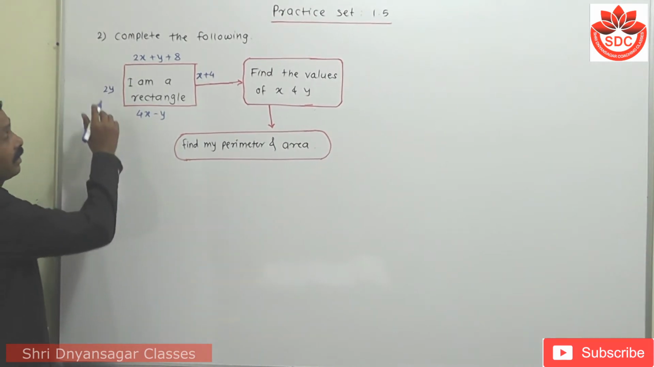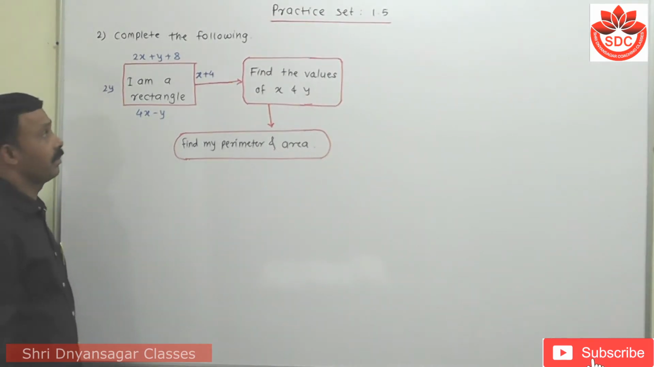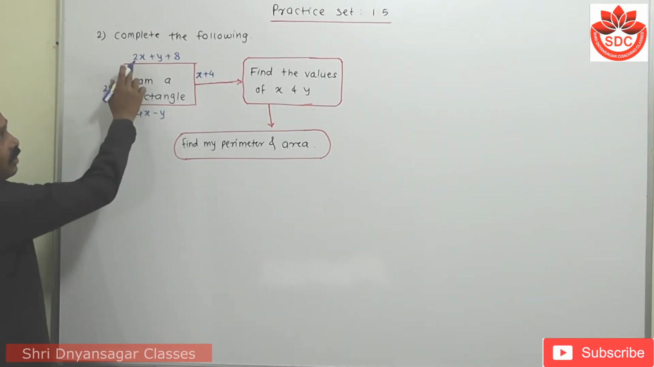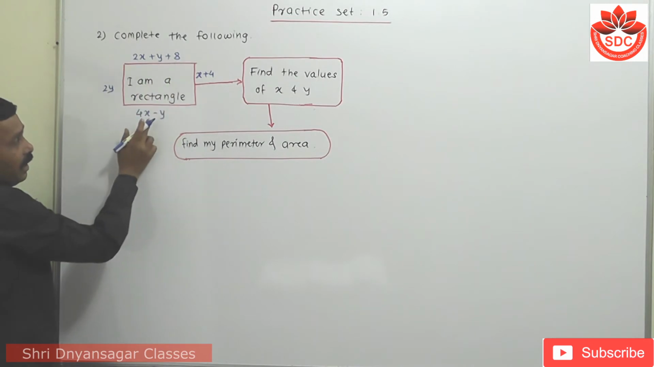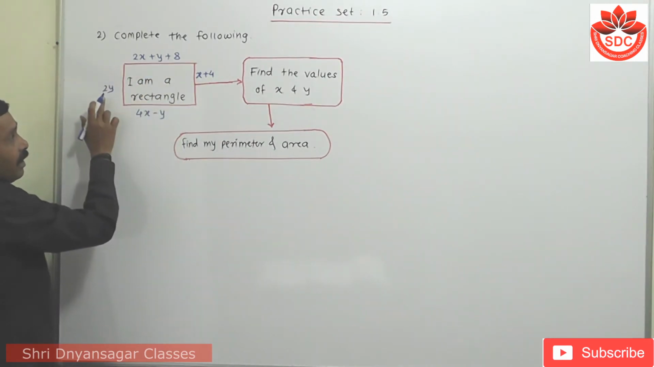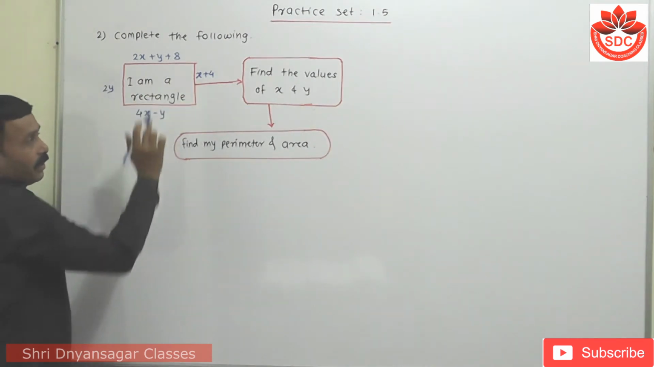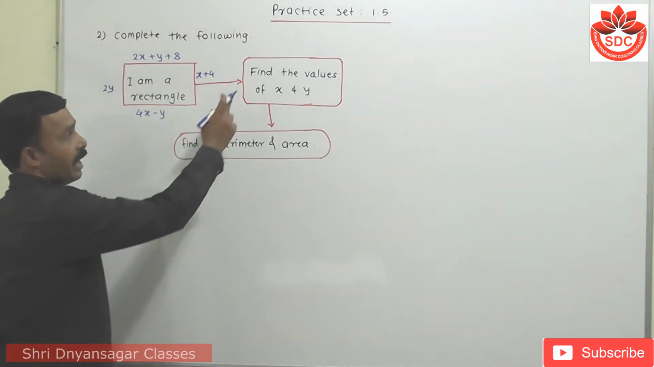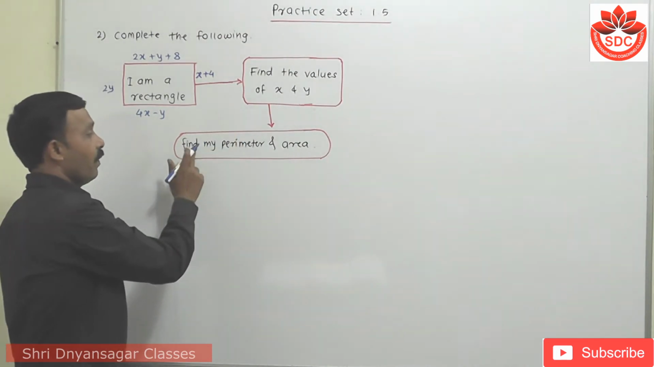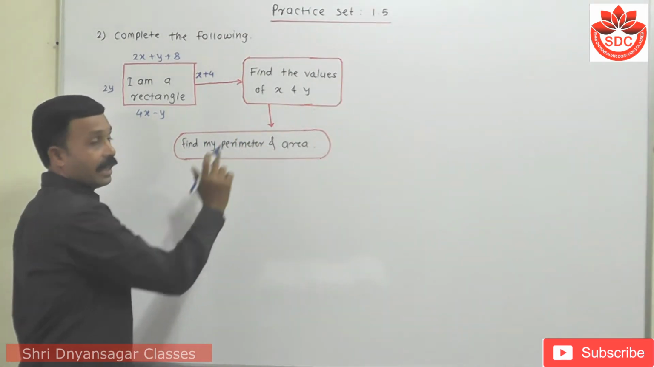Then we take second question, complete the following. Here a rectangle is given. The length of the rectangle is 2x plus y plus 8 and 4x minus y. And this is the breadth. The breadth of the rectangle is 2y and x plus 4. By this we can find out the value of x and y. Then we can find the perimeter and area.